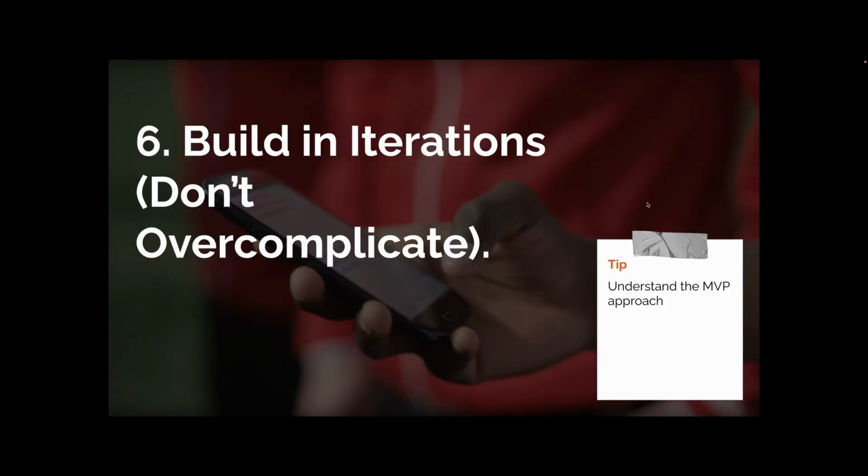All right. So the next point here is build in iterations. Don't overcomplicate things. A lot of people coming into the tech space don't really understand what MVP is all about. You need to understand the MVP approach. MVP stands for minimum viable product. You need to understand this approach to be able to pick on projects, break them into iterations so that you don't overcomplicate things in the future and all that.